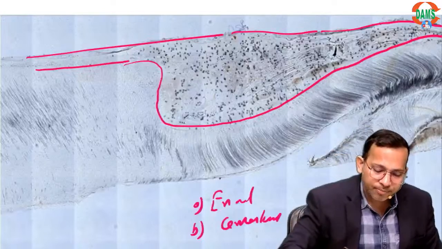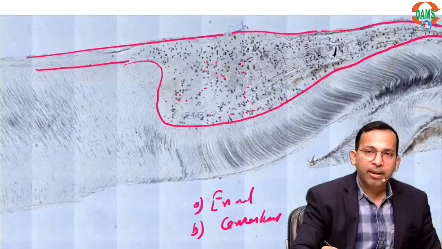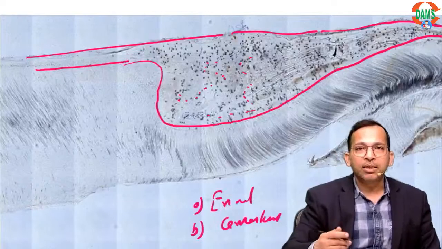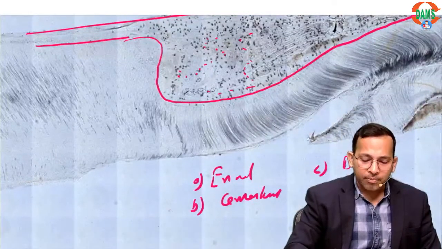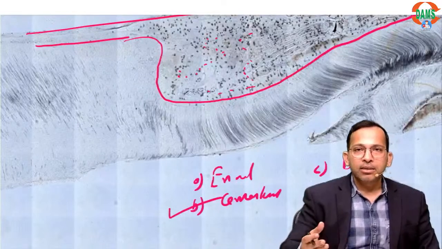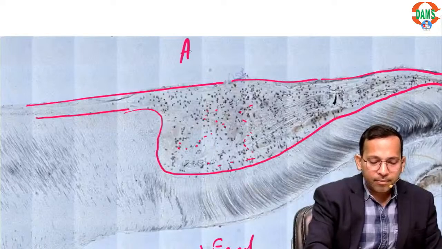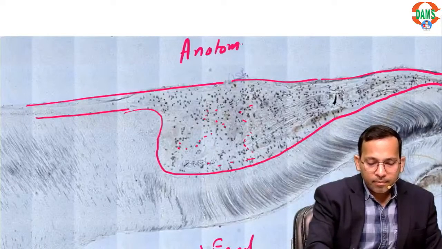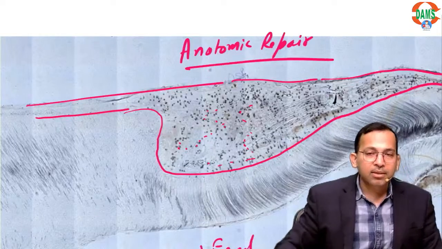As you can see, it has so many cells in it. All these black dots, what do they represent? They represent cells, isn't it? So basically this is the cellular cementum, and what it represents is the anatomic repair.